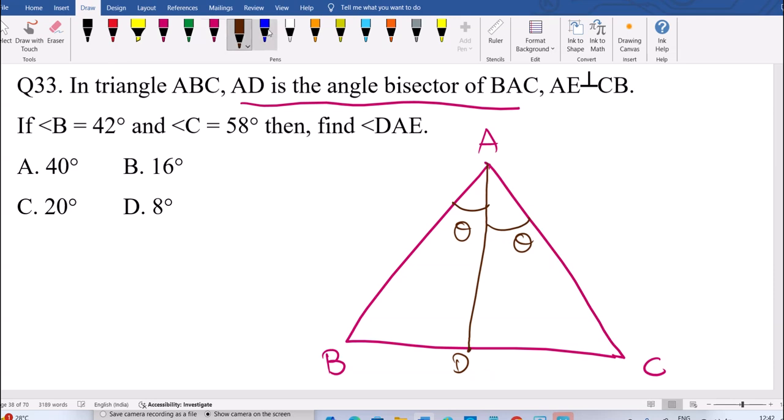But AE, this is 90 degrees. AE is perpendicular to CB, 90 will come. But that AD can be less than 90 or more than 90. That way, this angle at D can be less than 90, or it can be like this, more than 90 also. Now the question is angle DAE, this angle they are asking, alpha. Angle DAE.